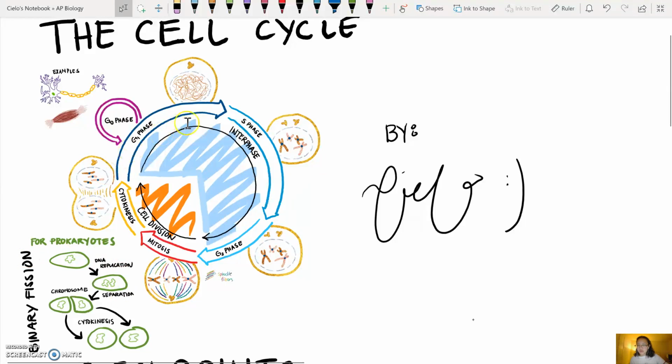So, looking at this blue area right here, that is interphase, where this cell spends most of its life. The G1 phase is when the cell is maturing. The S phase is where the DNA is replicating, and the G2 phase is when the cell is further preparing for mitosis. An example would be making microtubules to pull the chromosomes apart in mitosis, which is kind of what's happening right here.